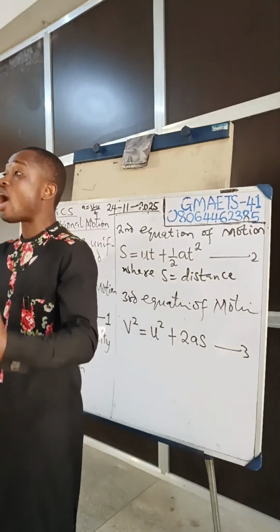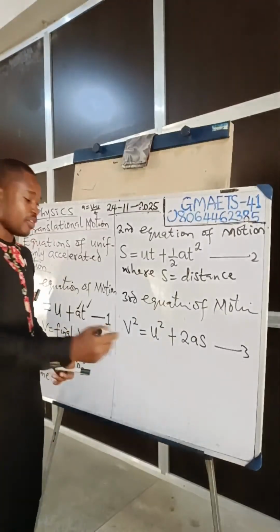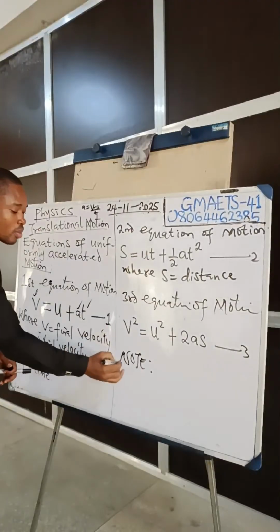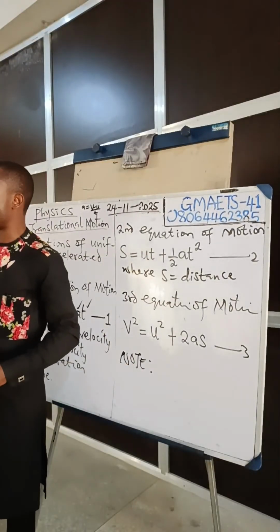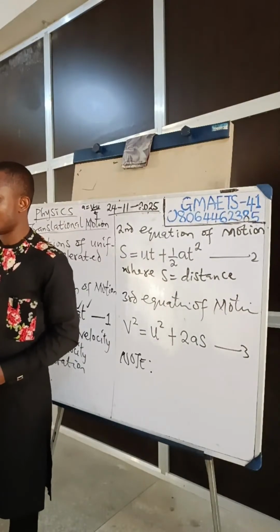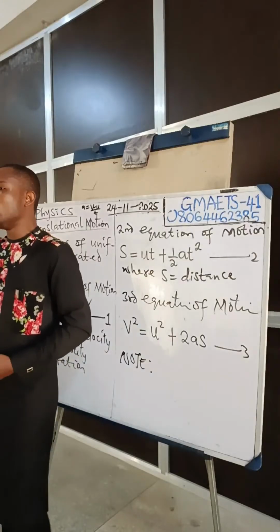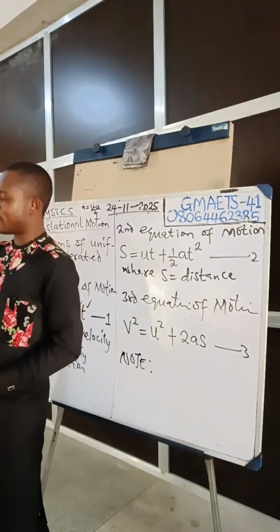Now, there are these two other equations that we do not consider as pure equations of motion, but they are also equations under motion. Are you getting me right? So note the following equations, please. When we are deriving these, we also make use of these two equations I'm about to give. One of them is in terms of average velocity. How does the equation look under motion when you're talking about average velocity?